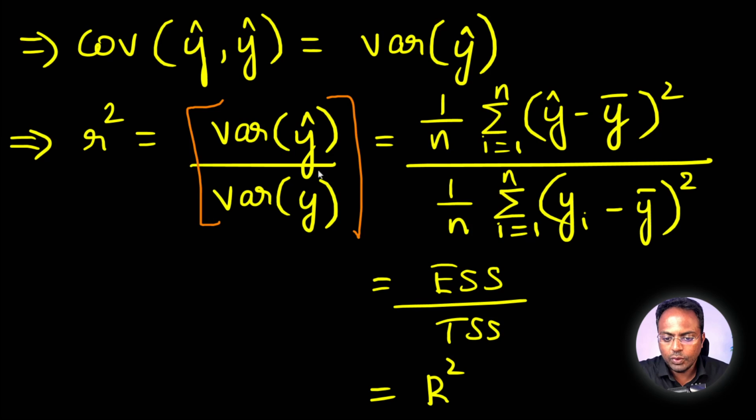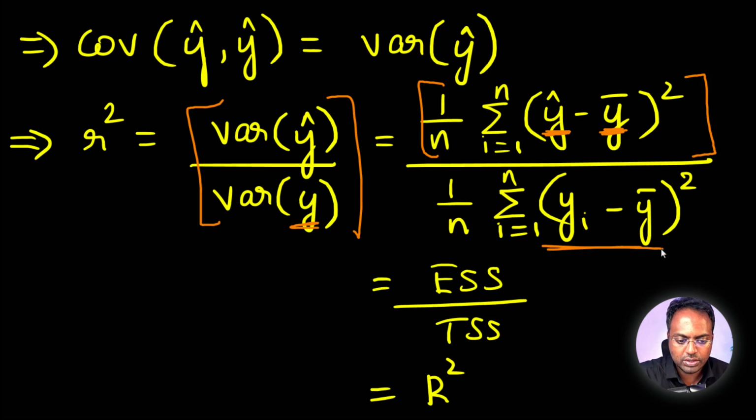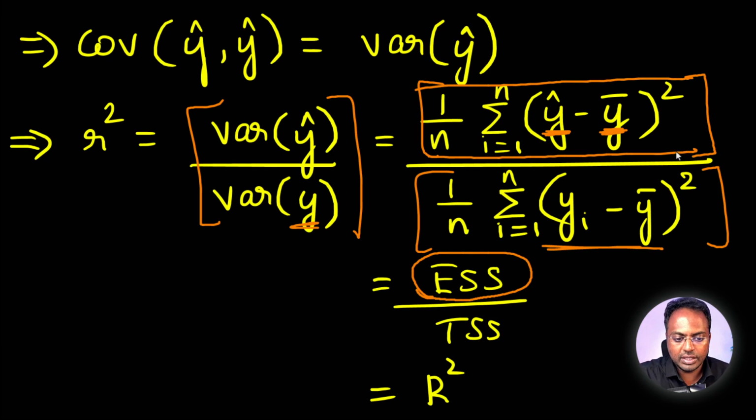Now you expand this out. What is the variance of y hat? It's nothing but the summation of the squared differences between the predicted y hat and the mean of y. We expand this term, and likewise we expand the bottom variance of y also. This is the formula. Turns out the numerator that we have here is nothing but the explained sum of squares, and the denominator is the total sum of squares, which as a whole is nothing but the r square.